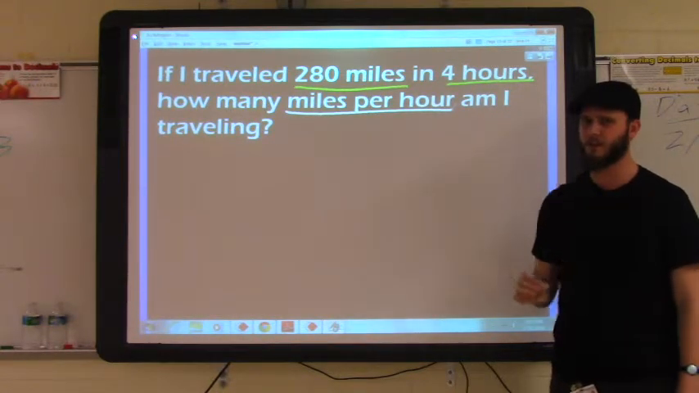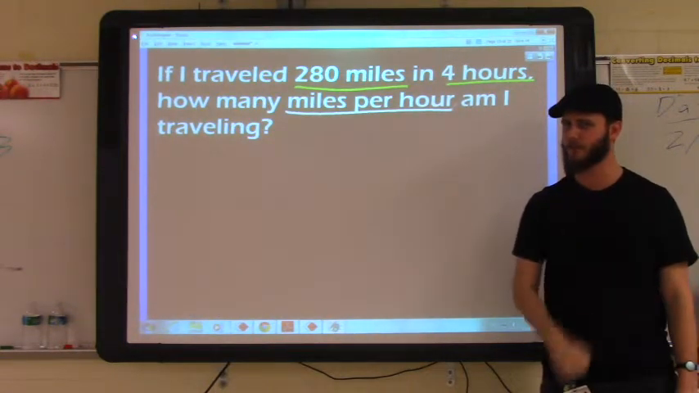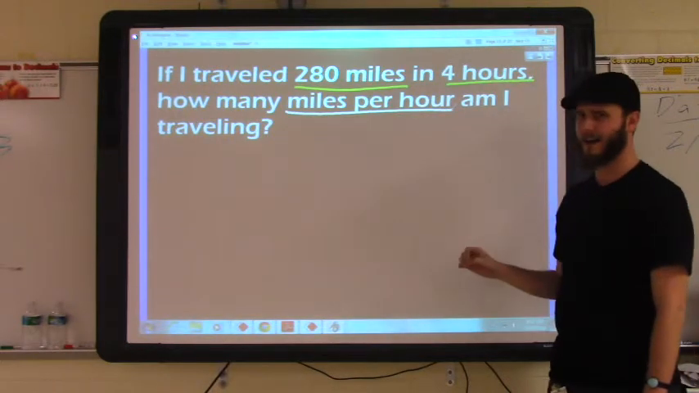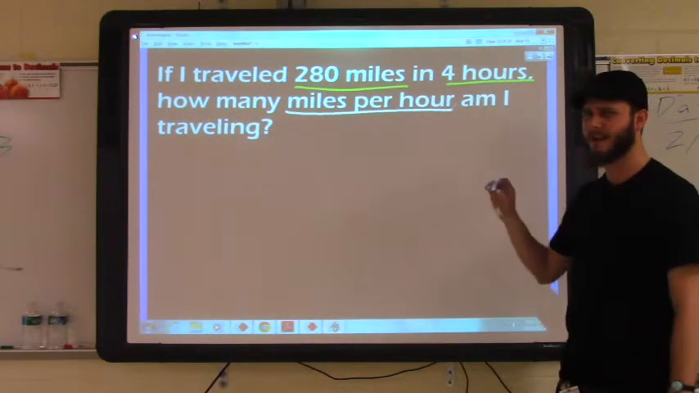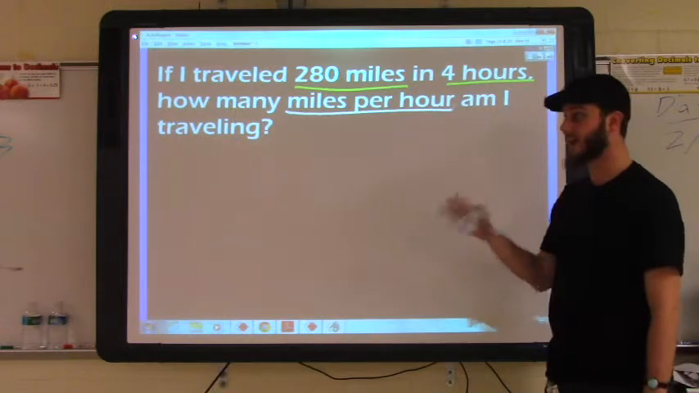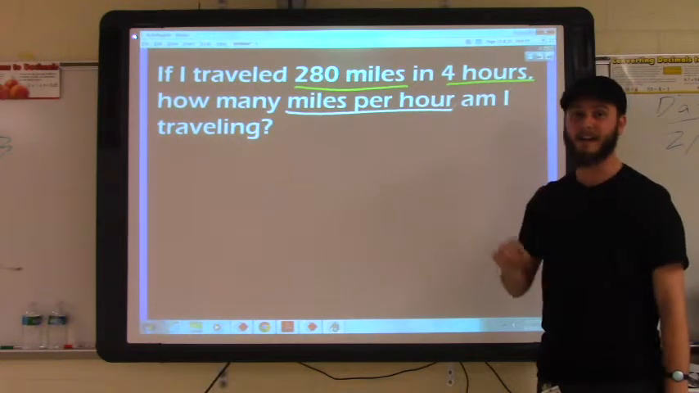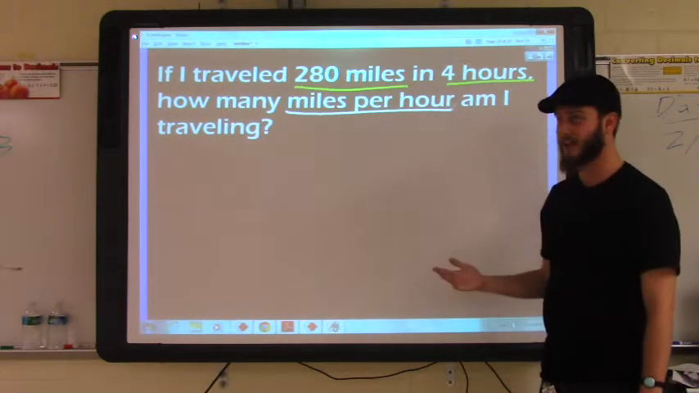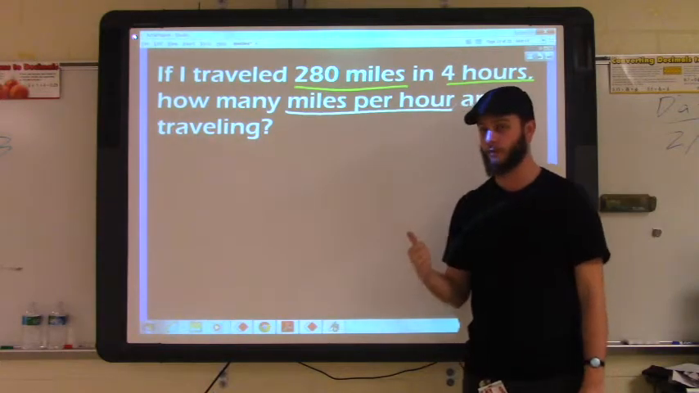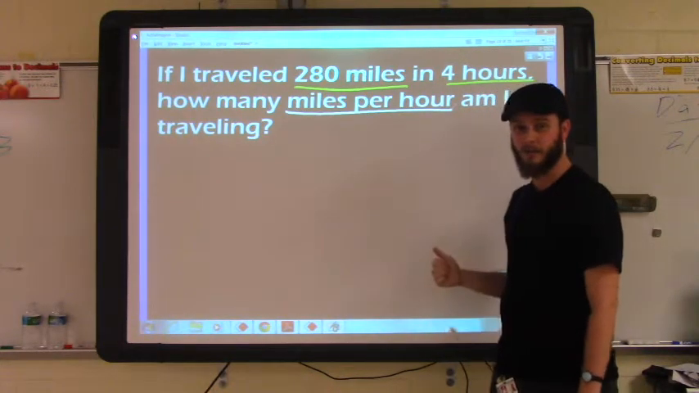If you ever see the word per and a few others, which I'll get to in a minute, I need you to underline the words directly before and after that word. That's telling you what you are dividing by what. In this case, it mentioned miles first. It said miles per hour.